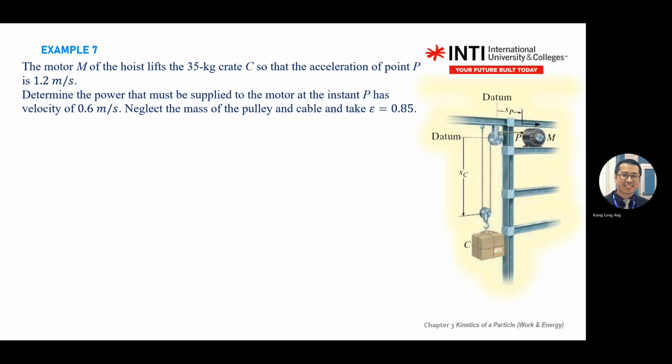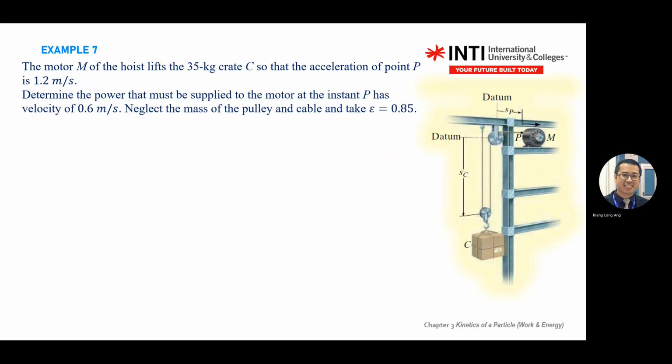Okay, motor M. You're given what? The arrow of A is pointing to the right. Why to the right? Because the arrow was given. A is 1.2 meter over second square. Velocity is also given, 0.6 meter per second.